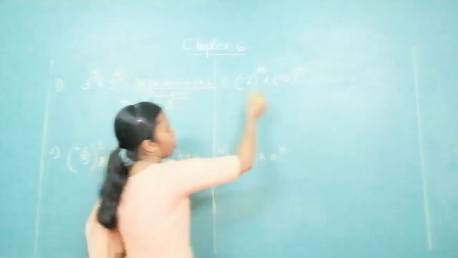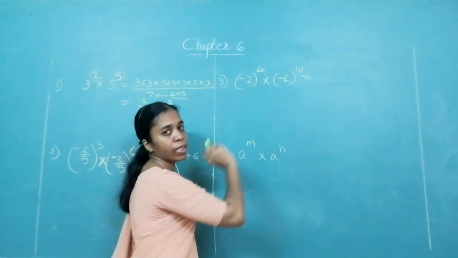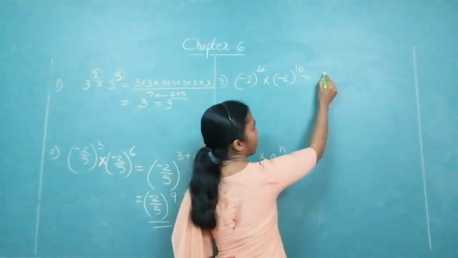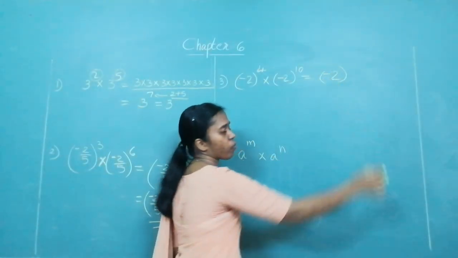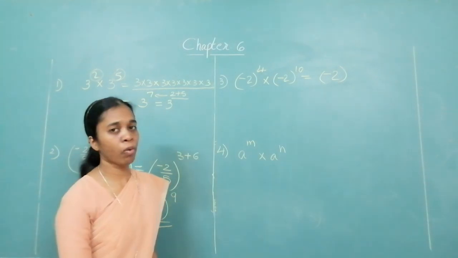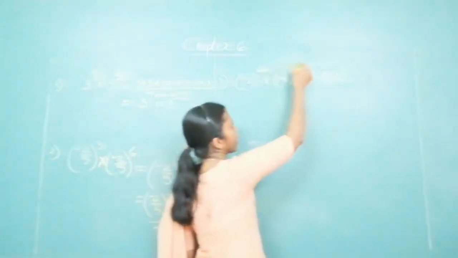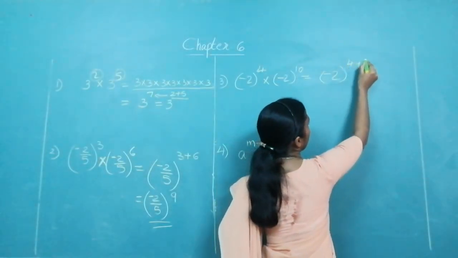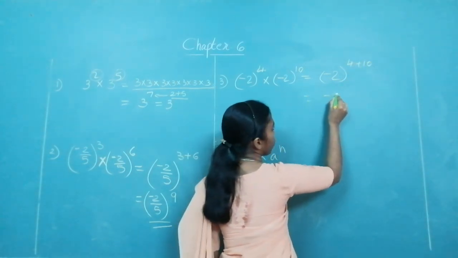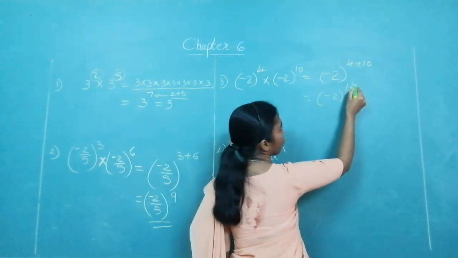Okay. Look at the third one. Is the base same? Yes. What is the base? Minus 2. Now multiply. So how do we write the index? Add the indices. That is 4 plus 10. That is equal to minus 2 raised to 14.